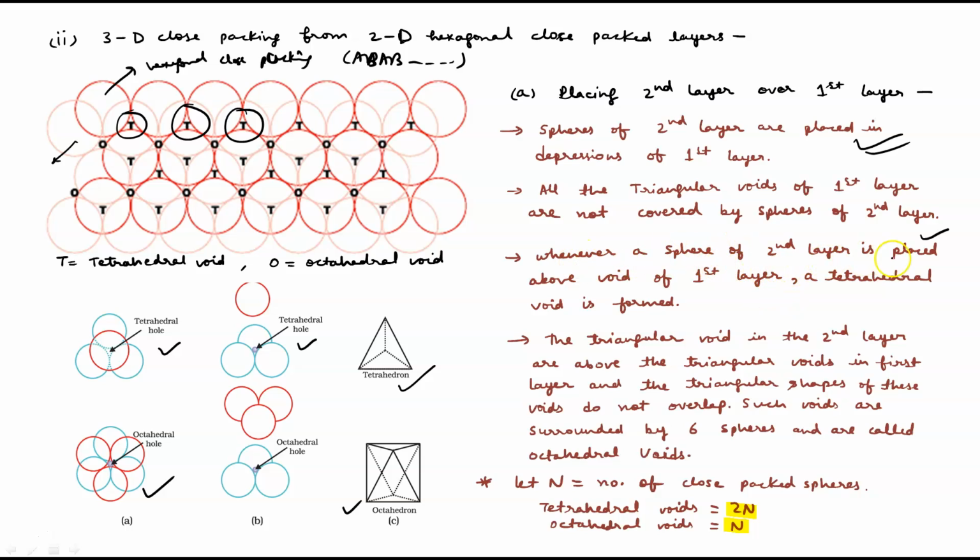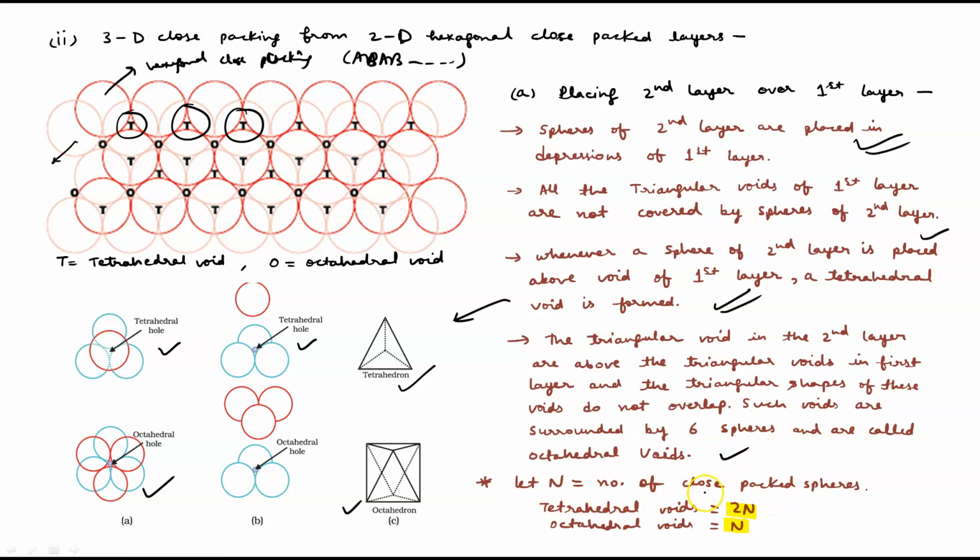Whenever a sphere of the second layer is placed above a void of the first layer, a tetrahedral void is formed. So this is the tetrahedral void. Now the triangular voids in the second layer are above the triangular voids in the first layer, and the triangular shapes of these voids do not overlap. Similarly, 3 above and 3 below, a total of 6 spheres. Such voids are surrounded by 6 spheres and are called octahedral voids.